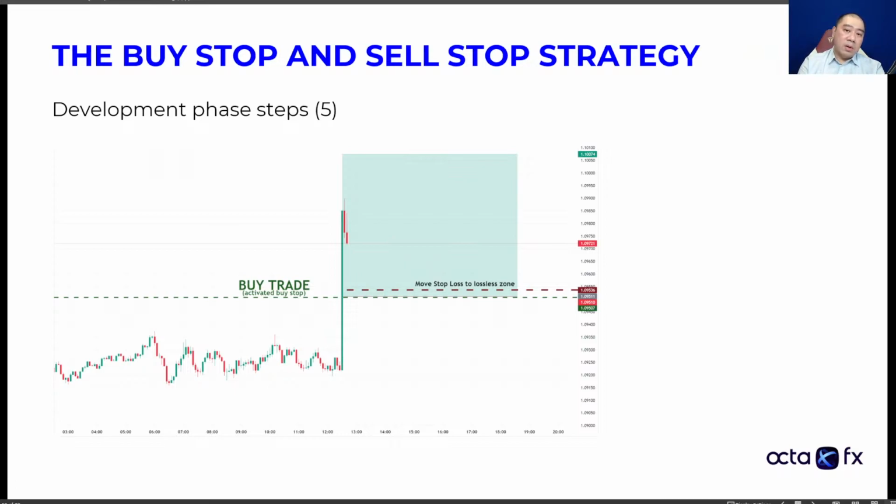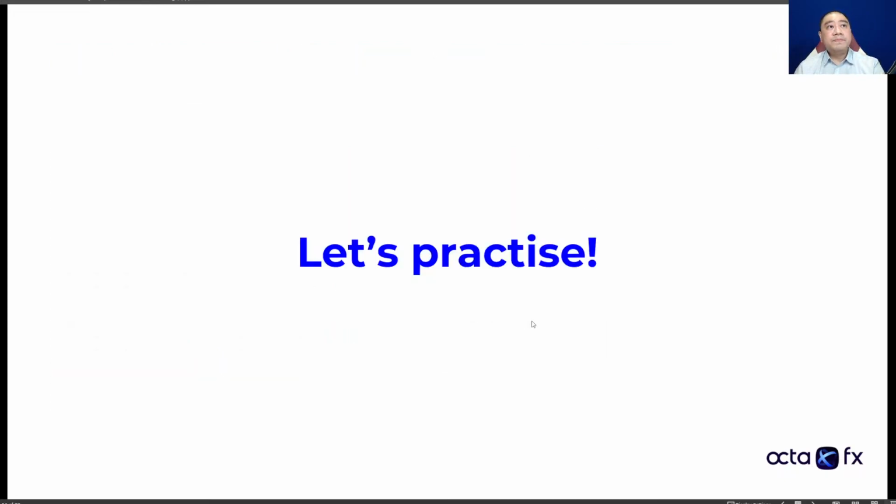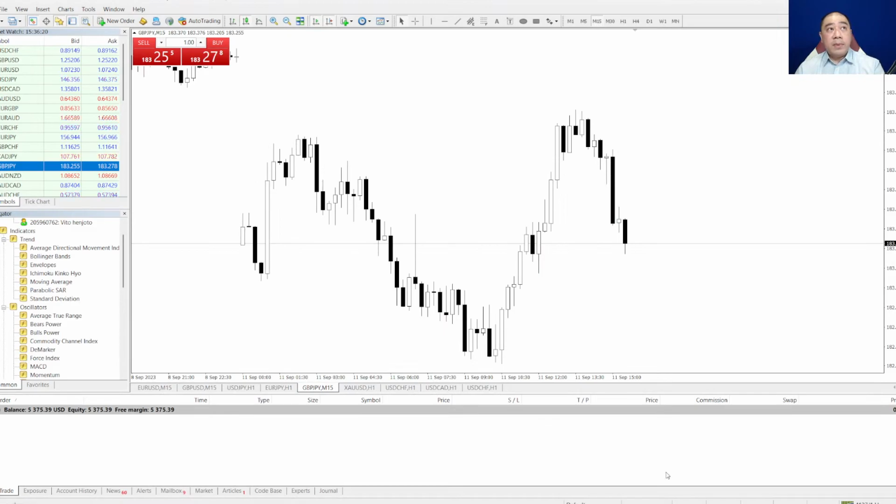That's when, okay, you need to start moving your stop loss to break even, just in case the market reverses on itself. Okay. All right, let's do a quick practice on the buy stop and the sell stop. Tonight is actually not a bad night to trade.